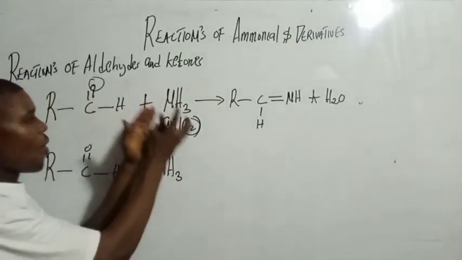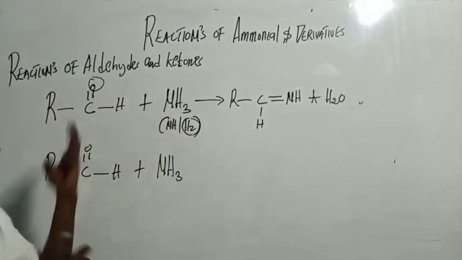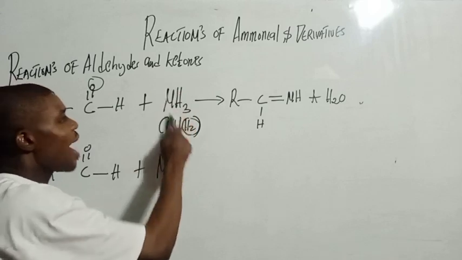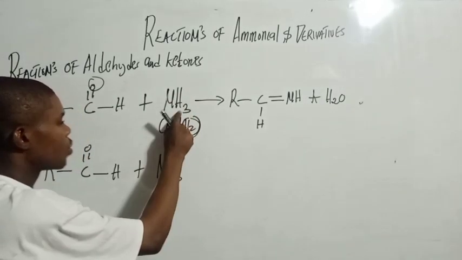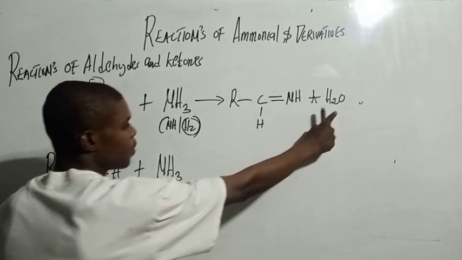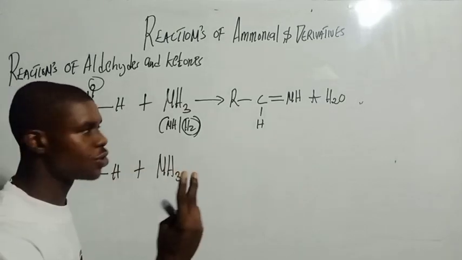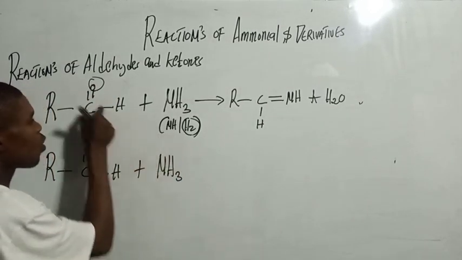It is saying that when ammonia or ammonia derivatives react with an aldehyde and ketone, what will happen here? Two hydrogens from the ammonia or the amine will go with oxygen to form water. Remember, water is a combination of two hydrogens and one oxygen. One NH will be left, so the NH now combines.